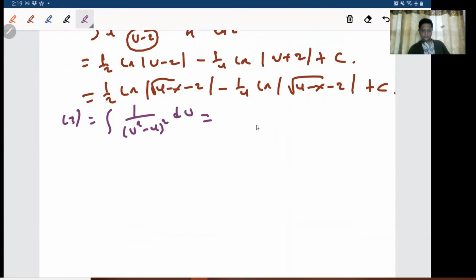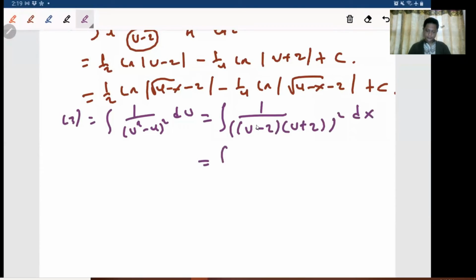What do we have to do? Yeah, same thing, it should be. 1 over, I have u. What is this? U square minus 4 is u minus 2 times u plus 2. Right? This one squared. So I have the integral of 1 over u minus 2 squared times u plus 2 squared dx. Please correct me if I do a wrong move.